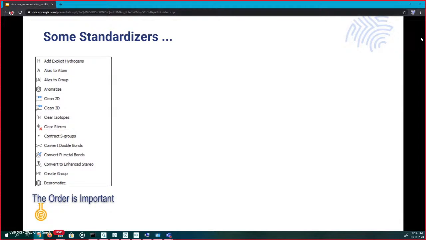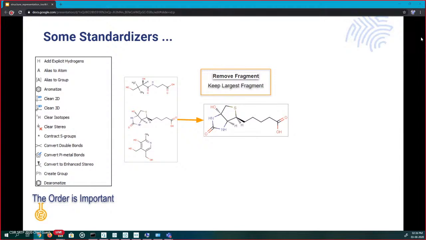What are the other actions available with standardizer? So let's have a look at them. I would like to mention here that the order of these actions is important. You should make sure that you do not put them in an order where the later actions nullify the previous actions. One example where the standardizer could be used is to remove fragments.